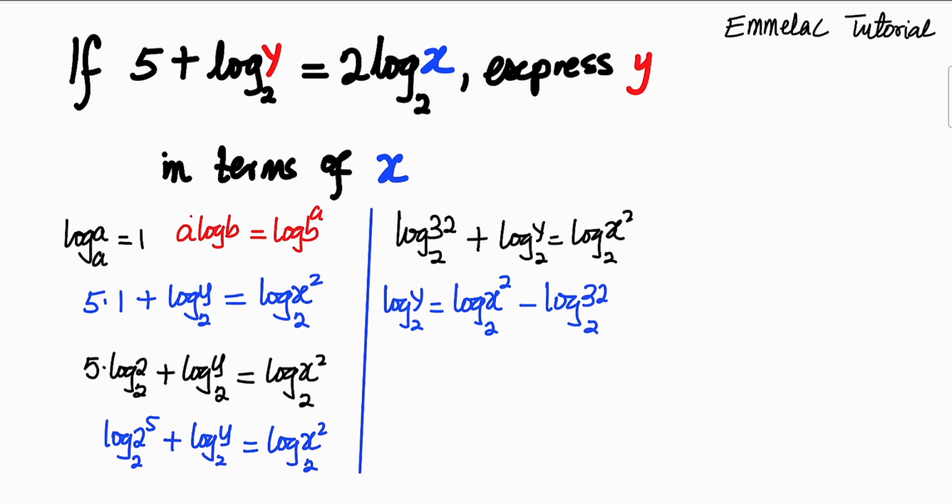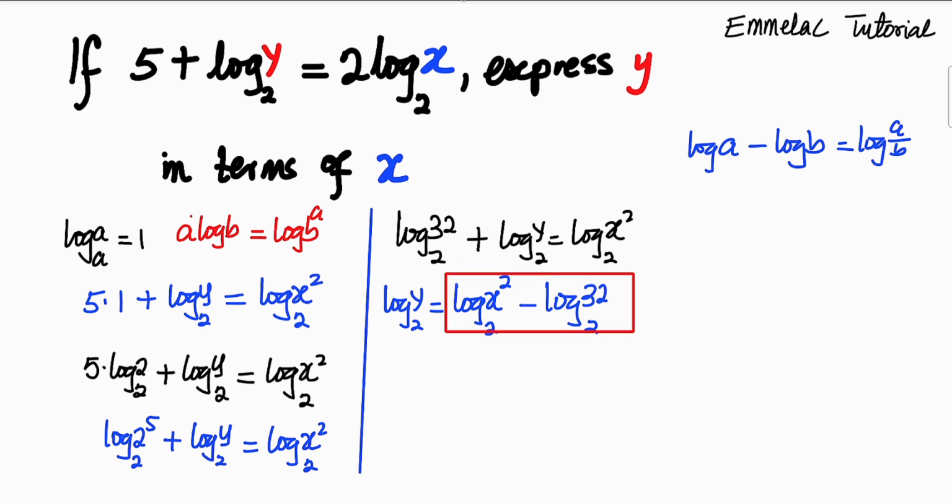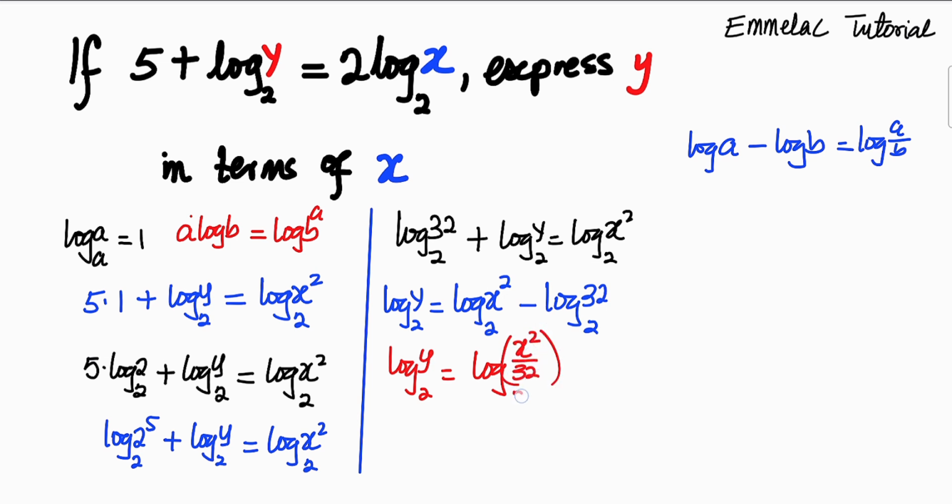And let us take note of this law in logarithm. When you have log a minus log b, this gives you log a over b. So we apply that rule here, which gives us that log y base 2 equals log x raised to 2 over 32 base 2.